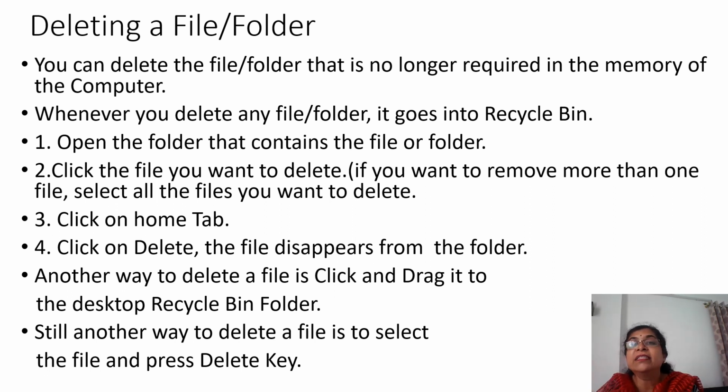Open the folder that contains the file or folder which we want to delete. Click the file you want to delete. If you want to remove more than one file, select all the files you want to delete. See, you can delete one file or folder, or you can delete more than one also. Like that, you have to select the files or folders which you want to delete. After that, click on the Home tab. Click on Delete. The file disappears from the folder. In the Home tab, there is a Delete option.